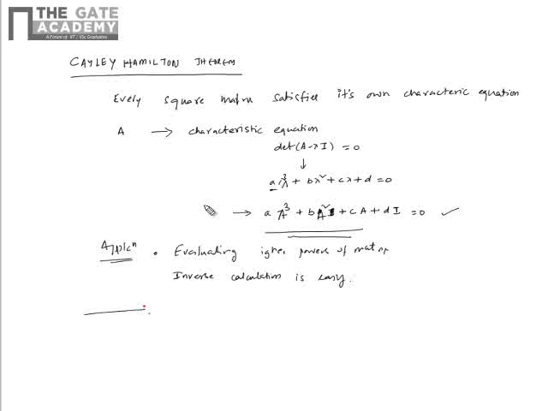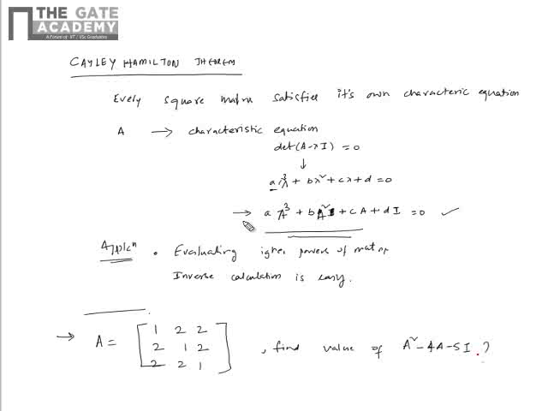Okay, so now let's take a small problem. If matrix A is given as 1 2 2, 2 1 2 and 2 2 1, find the value of A square minus 4A minus 5I. You need to find out the value of it. So let's see what this means.